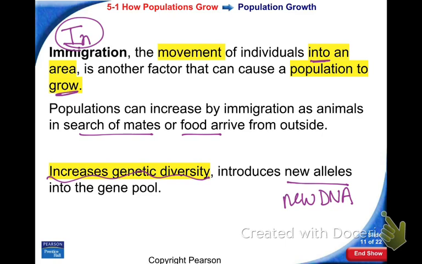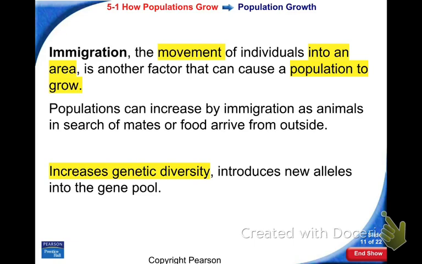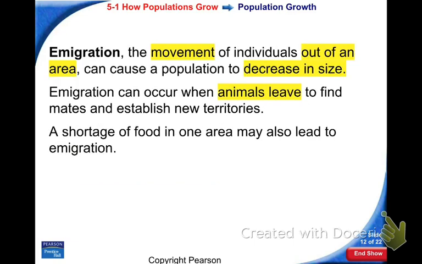Now, you have to not just think about humans here. You have to think of other types of animals, even though we have immigration as a factor in the human population as well. So immigration, I, for a movement in. Emigration with an E, think of exit. This is going to be the movement of individuals out, and this is going to cause the size of the population to decrease inside.